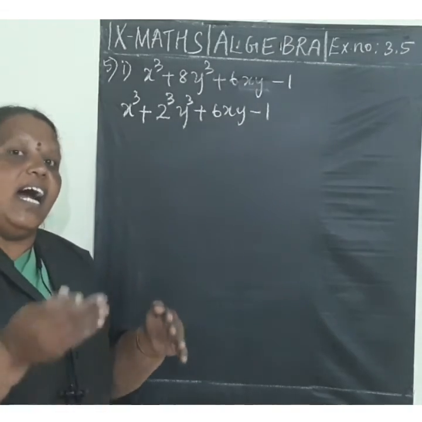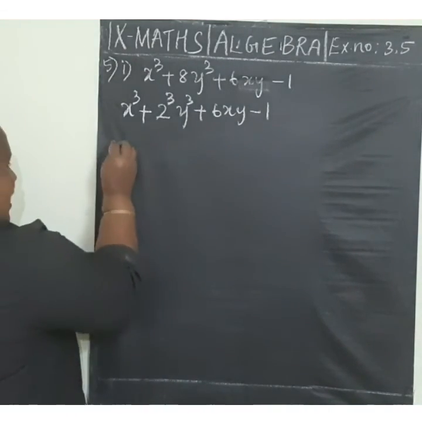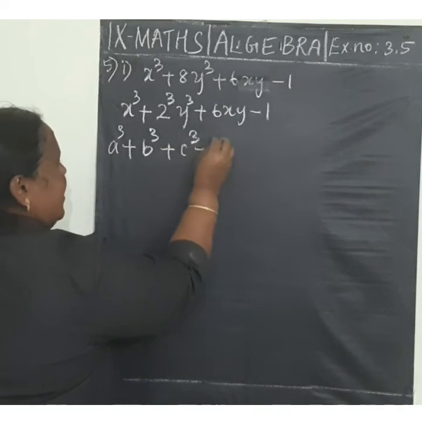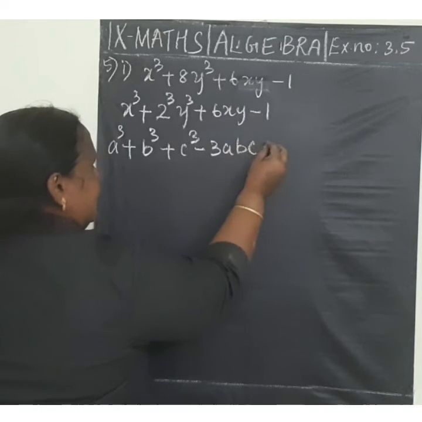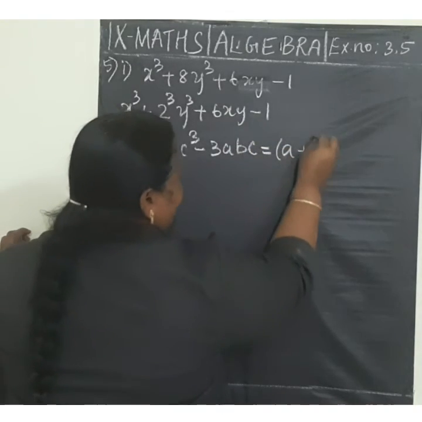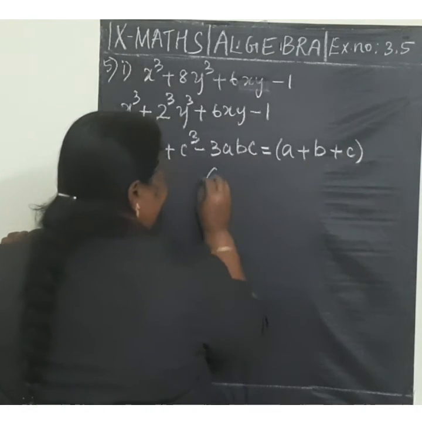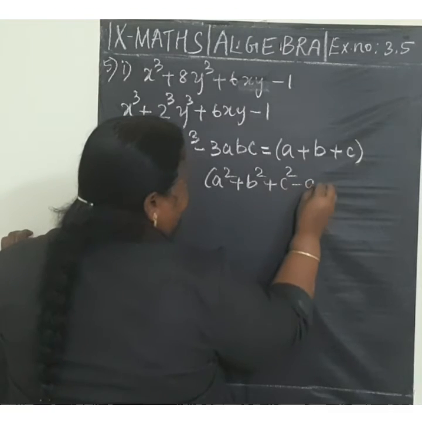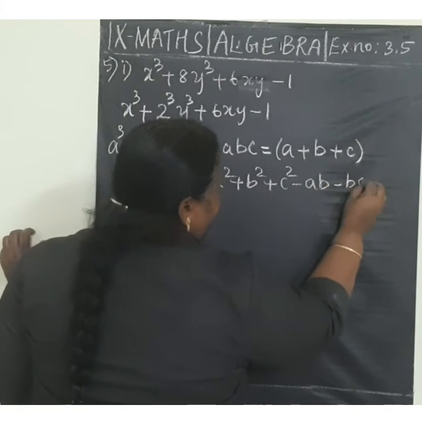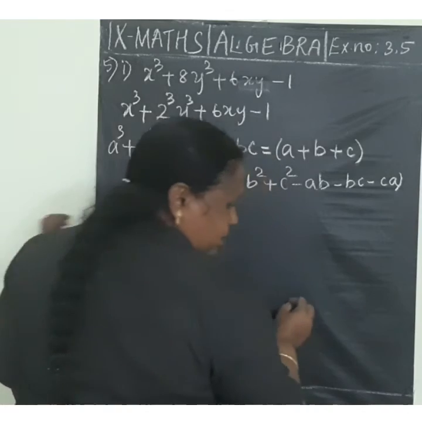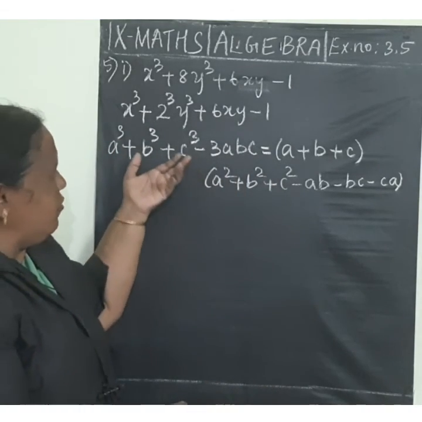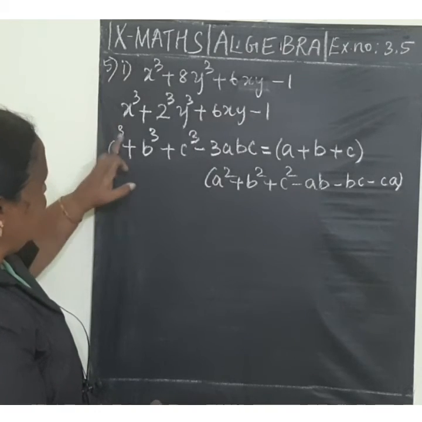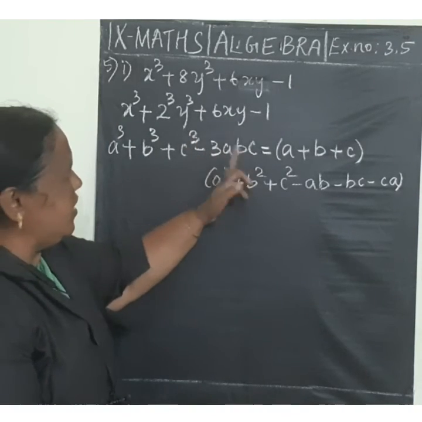So we can go for another identity, that is a cube plus b cube plus c cube minus 3abc, which is equal to a plus b plus c into a squared plus b squared plus c squared minus ab minus bc minus ca. Now we have to see whether the given question satisfies the left hand side of this identity, a cube plus b cube plus c cube minus 3abc.